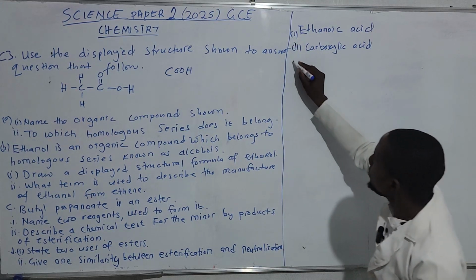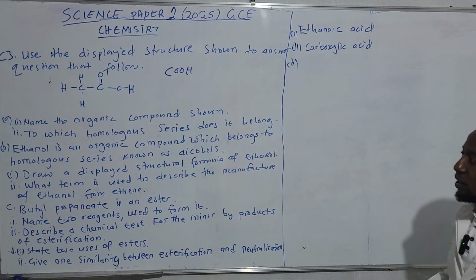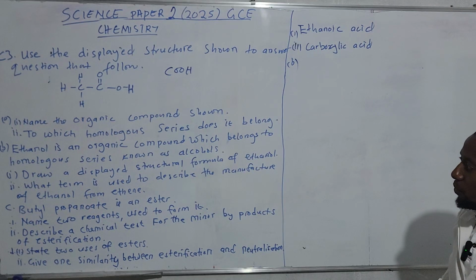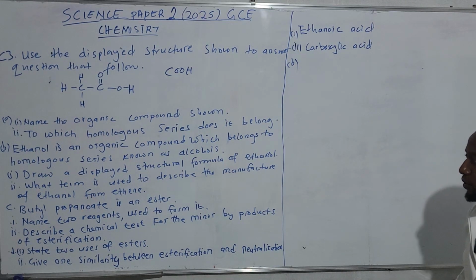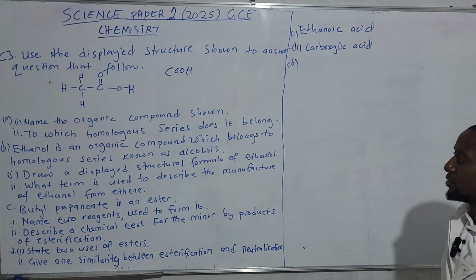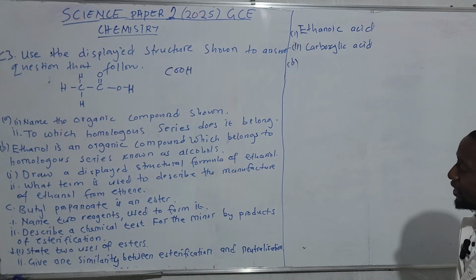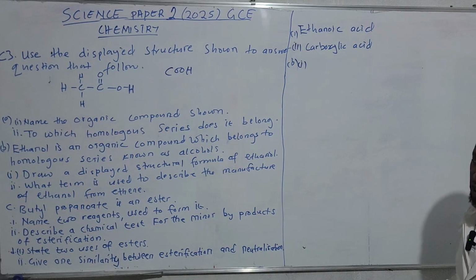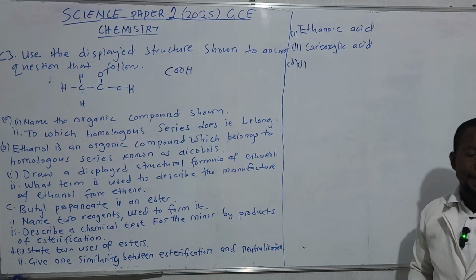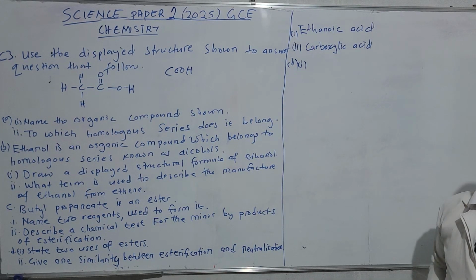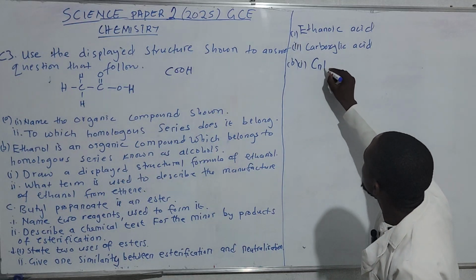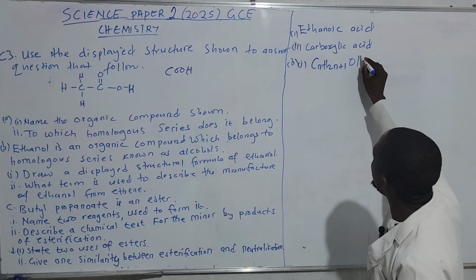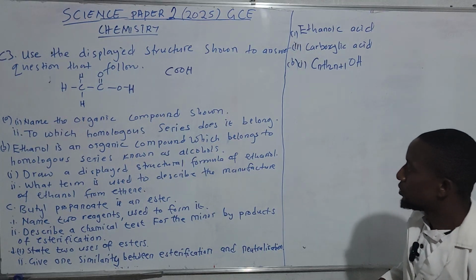Okay, we go to B. Ethanol is an organic compound which belongs to the homologous series known as alcohol. What are we going to do? Draw a displayed structure formula of ethanol. Let me take you back. Ethanol belongs to the homologous series of alcohol, and alcohols have a specific general formula, which is CnH2n+1OH.